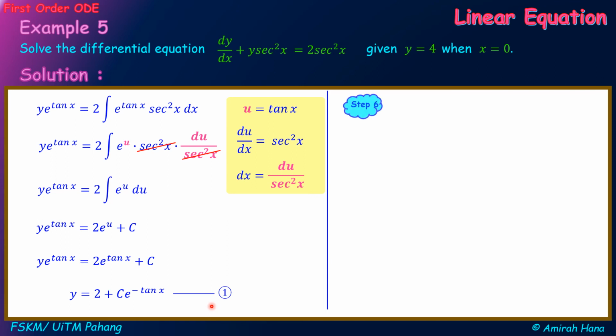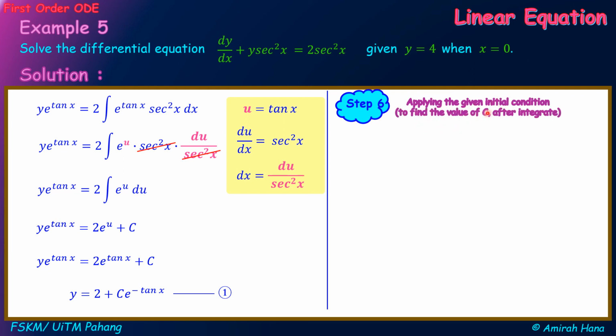Right? We continue with step 6. Okay. If the initial condition is not given, this is our final answer. This is called the general solution. Okay. But now, the initial condition is given. So, we need to continue with step 6 to find the value of c. Right? So, step 6, applying the given initial condition to find the value of c after we integrate.